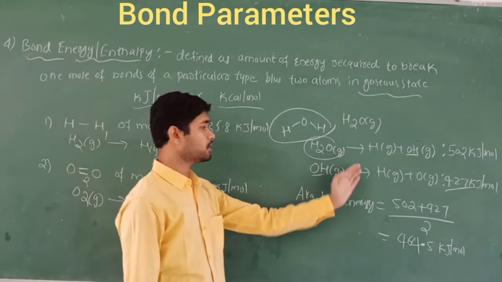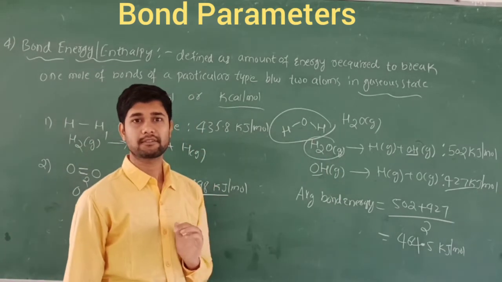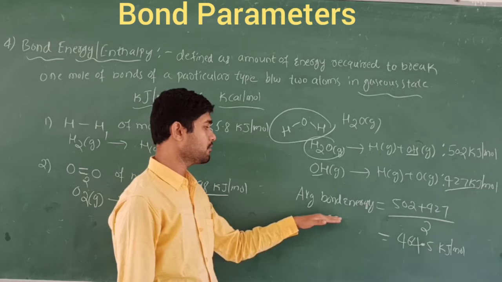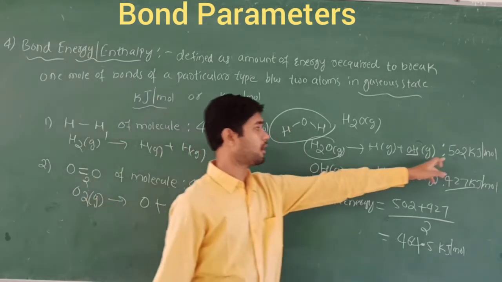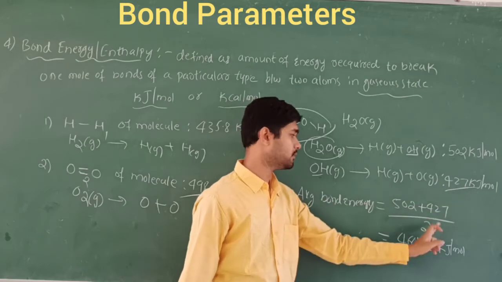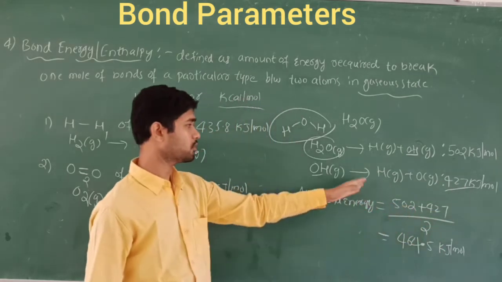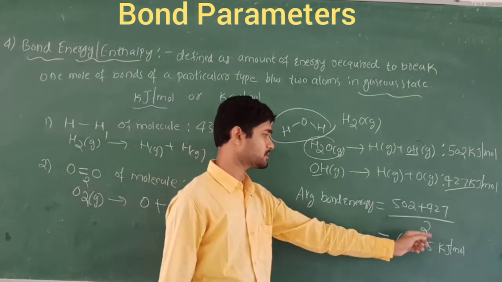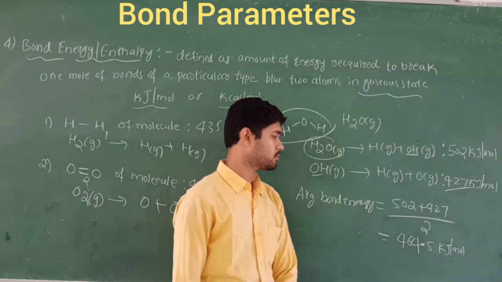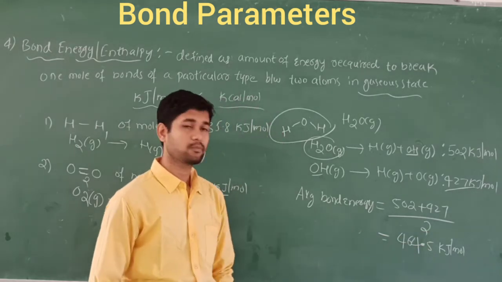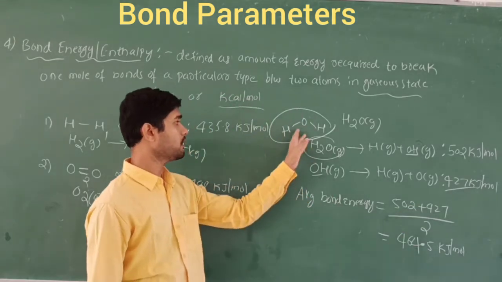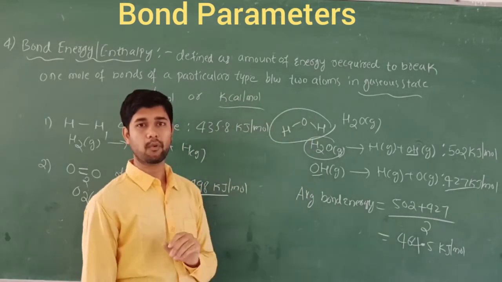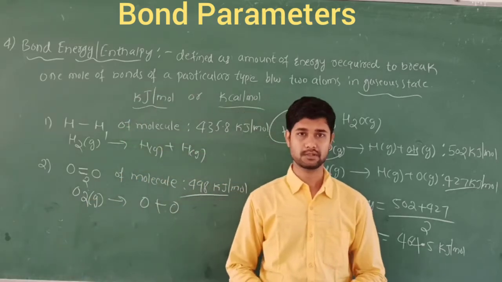So for the total energy required, I take the average bond energy of the water molecule: 502 plus 427, divided by 2. After this division, we obtain 464.5 kilojoule per mole. So this much energy is consumed to break the hydrogen-oxygen bond. So this is about bond energy.